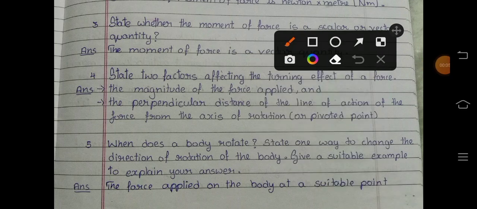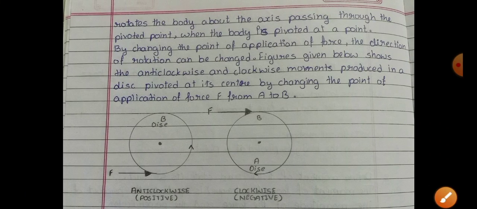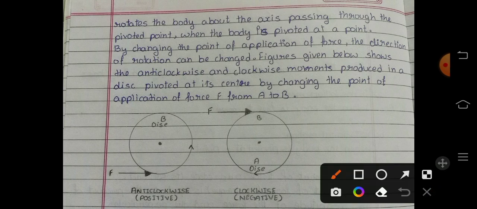State one way to change the direction of rotation of the body. Give a suitable example to explain your answer. So when does a body rotate? When the external force is applied, then only the body starts to rotate about the pivoted point, as we know already. The force applied on a body at a suitable point rotates the body about the axis passing through the pivoted point, when the body is pivoted at a point.